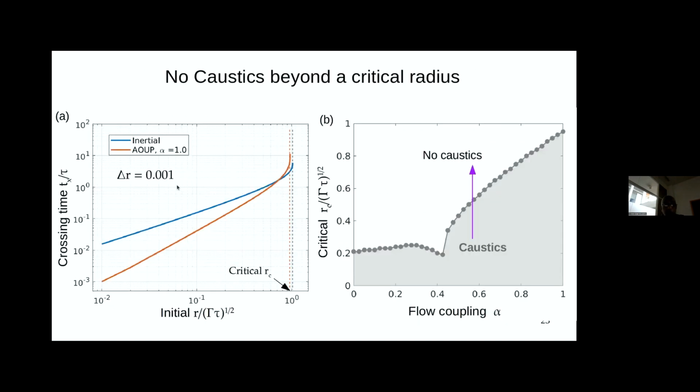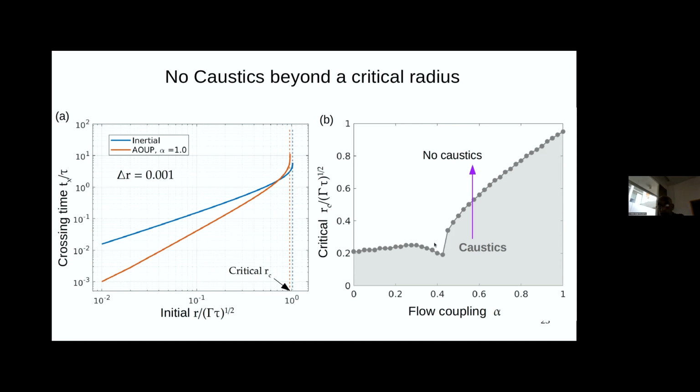Beyond the critical initial radius, you don't get caustics. The crossing time of two nearby trajectories, if they start out too far out already, gets bigger and bigger. As you go to larger and larger initial R in units of the length scale itself, you find a critical R beyond which you don't get caustics. You can also plot that against the flow coupling, and you get a somewhat odd curve. I don't have a very good story to explain exactly why it happens, but this is new enough work that I haven't wrapped my head around it.